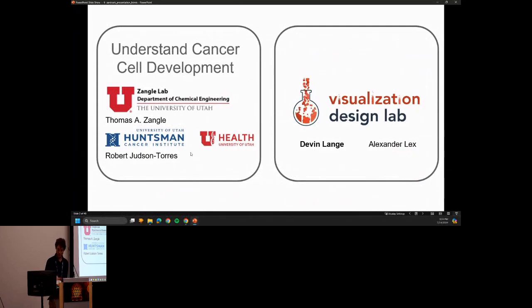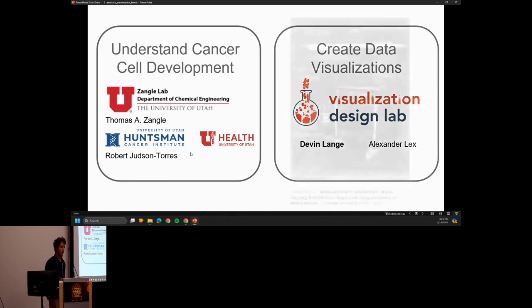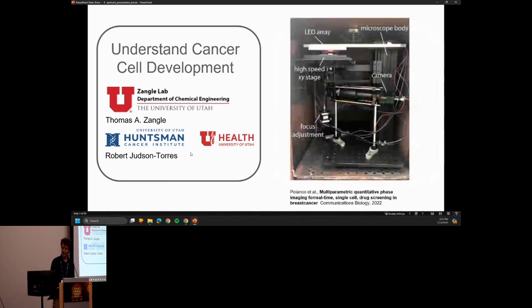The lab that I'm a part of, the Visualization Design Lab, again, broadly speaking, develops visualizations for groups like this to help them analyze and understand their data. Understanding cancer cell development is quite broad, but they do this with fairly similar technology for a lot of their questions. This is an automated microscope setup where they can watch cells grow over time and collect information on them.